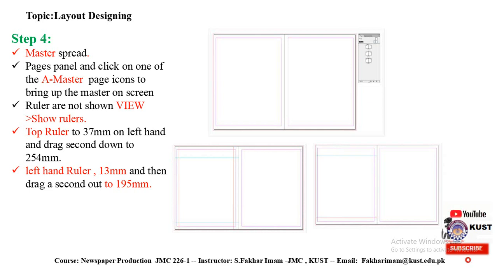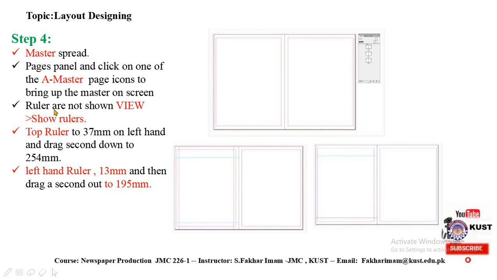So step 4, you should always set up some sort of grid to allow text to appear consistent across spread of your magazine. This will give your layout a professional clean look. So let's create simple grid on the master spread, as this will then be applied automatically to all pages in your document. Return to page panel and double click on one of the master page icon to bring up master on screen.